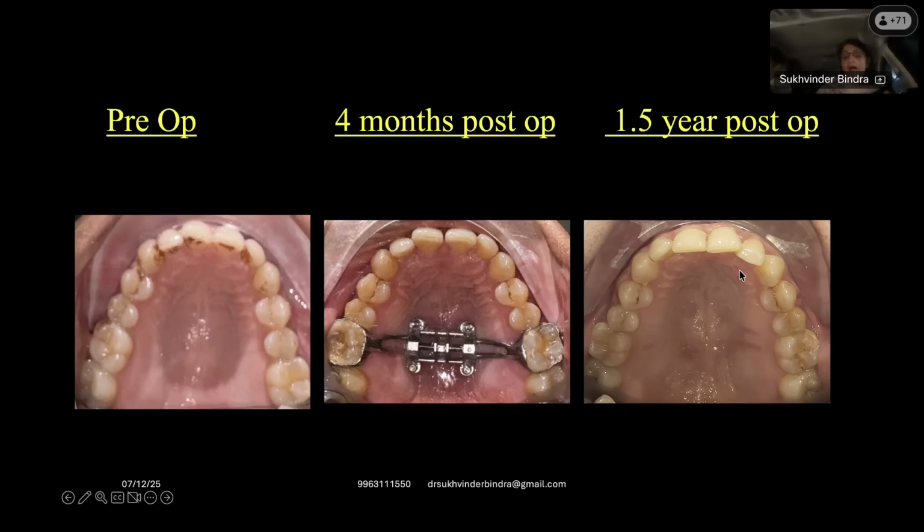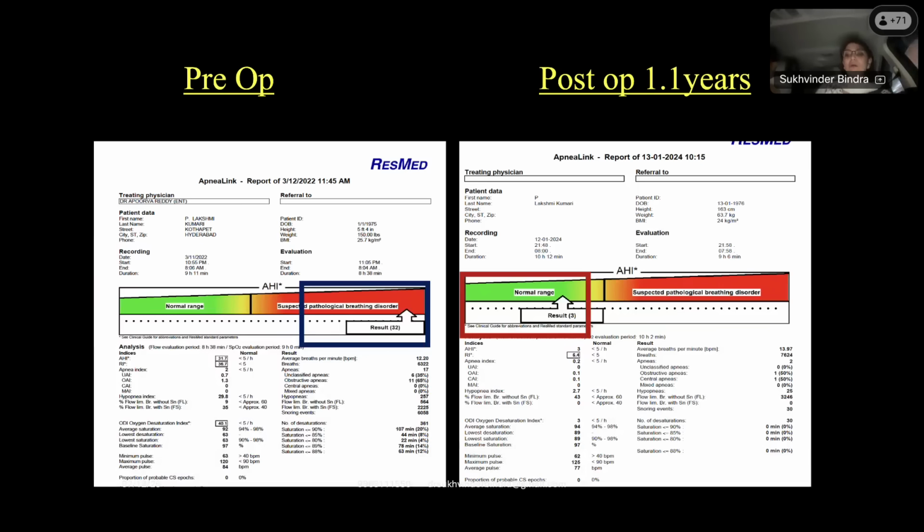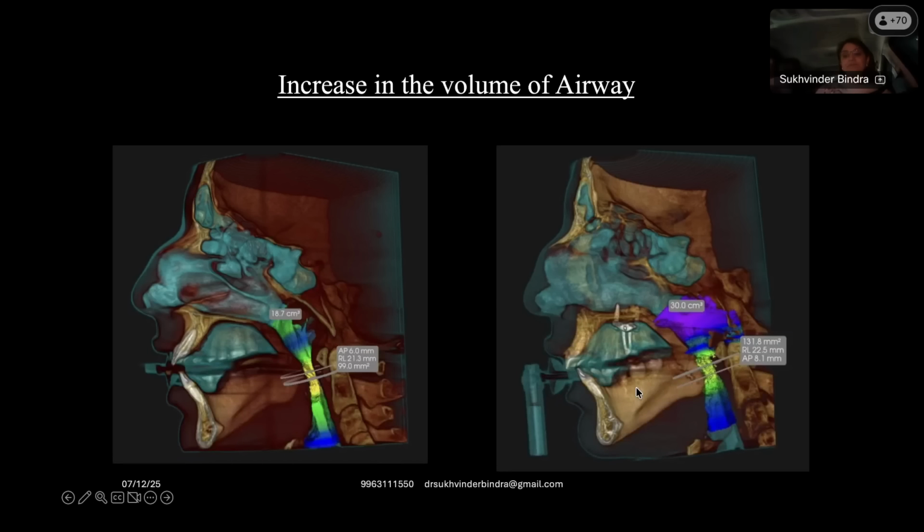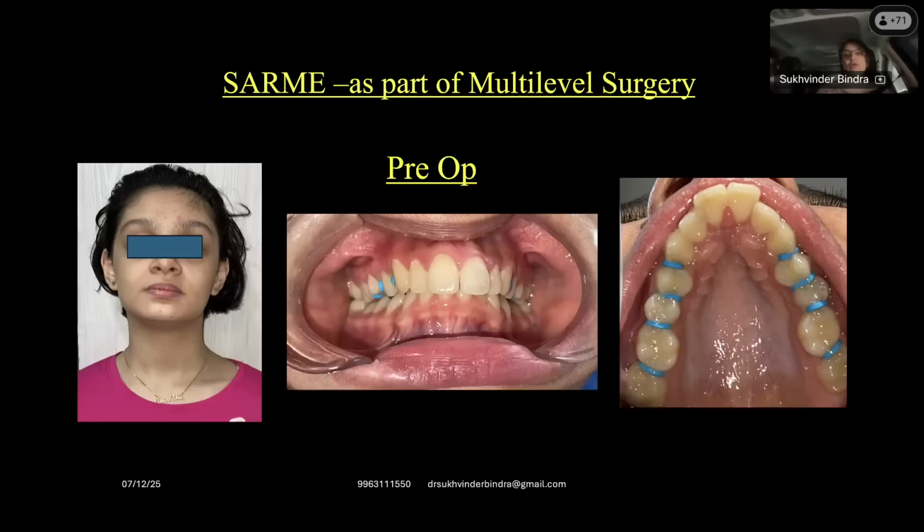And this is how she is after 1.5 years, where we have gained adequate width of the upper jaw. And when we took her post-op sleep study, her AHI index had dramatically reduced from 32 to 3. The best advantage of distraction osteogenesis maxillary expansion, or DOME, is you get a near parallel expansion from ANS to PNS. And this is just a CBCT scan to show the increase in the volume of airway.